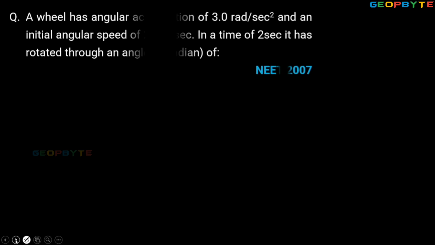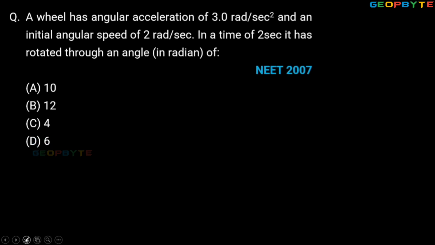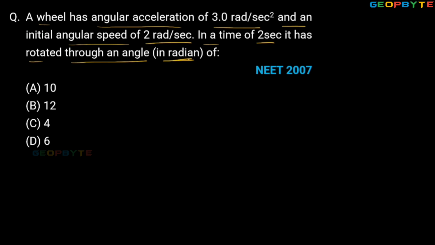Similarly, let us take another important problem. Look at the screen. It is asking like this: a wheel has angular acceleration of 3 radians per second square and an initial angular speed of 2 radians per second. In a time of 2 seconds, it has rotated through an angle of. That means indirectly it is asking angular displacement. It is in radians.